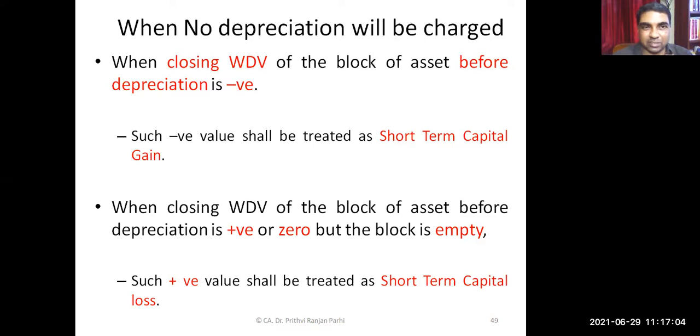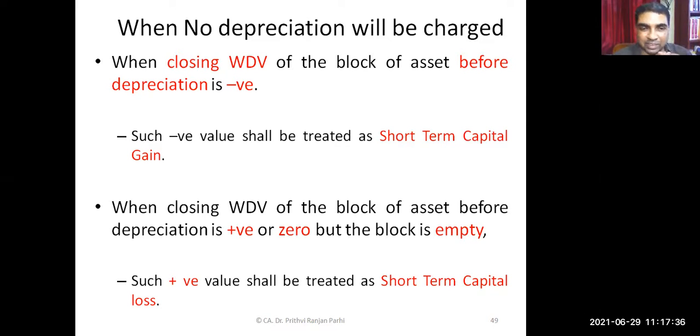When the closing WDV, the written down value, of the block of assets before depreciation is negative, such negative value shall be treated as short-term capital gain. So there will always be short-term capital gain on a depreciable asset. We had discussed this concept when we were learning the capital gain chapter. We'll be seeing some examples here again.